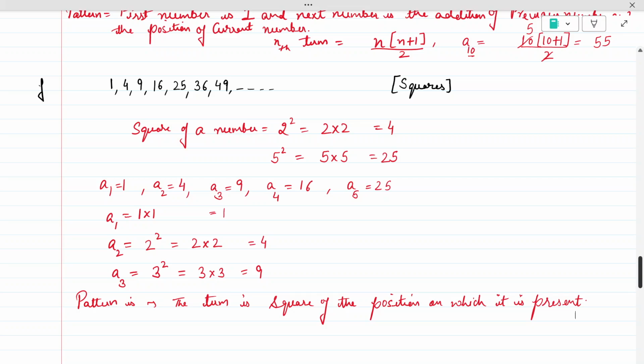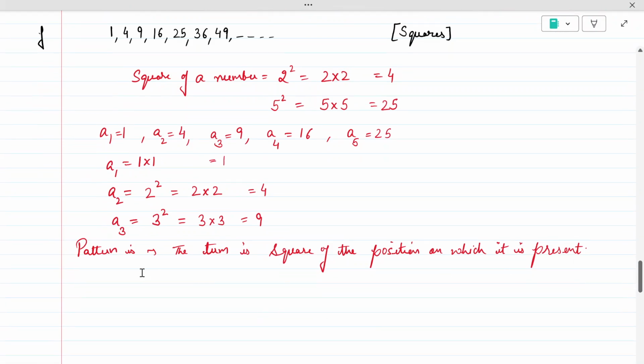Now, we can easily determine the nth term in this series. The nth term means the term at position n. It will be n square, because the first position was 1 square, the second was 2 square, the third is 3 square, the fourth is 4 square, and so on. Similarly, to find the nth term, we square that particular position.